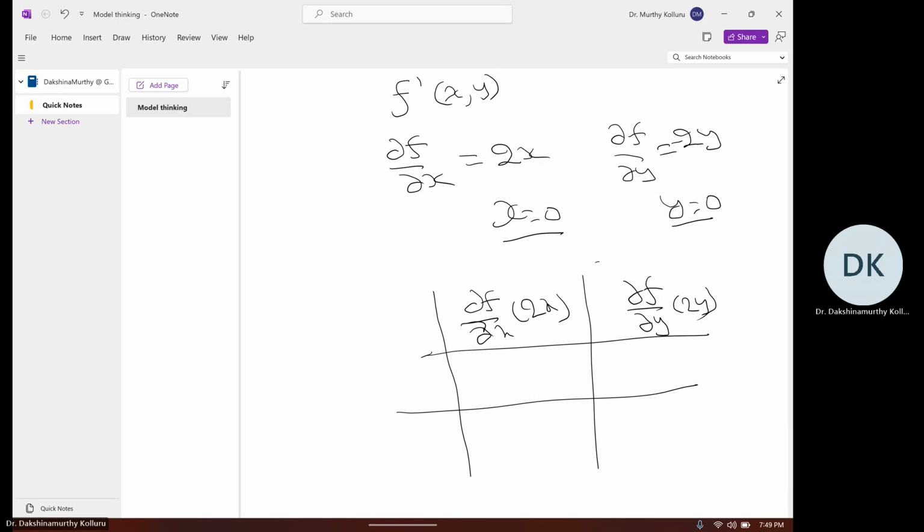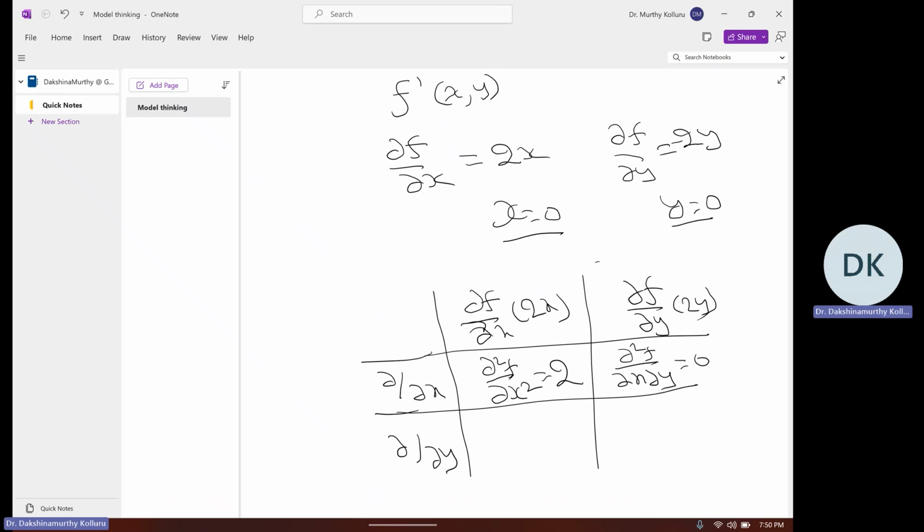Now let's double differentiate with both dou by dou x and dou by dou y, both of them. So dou by dou x of dou f by dou x, they write it as dou square f by dou x square. So I differentiate this 2x with x, which is equal to 2. Dou by dou x of dou f by dou y is dou square f by dou x dou y. Again, this is 0 because for me, this 2y, I'm differentiating only with respect to x. Y is a constant in that differentiation.